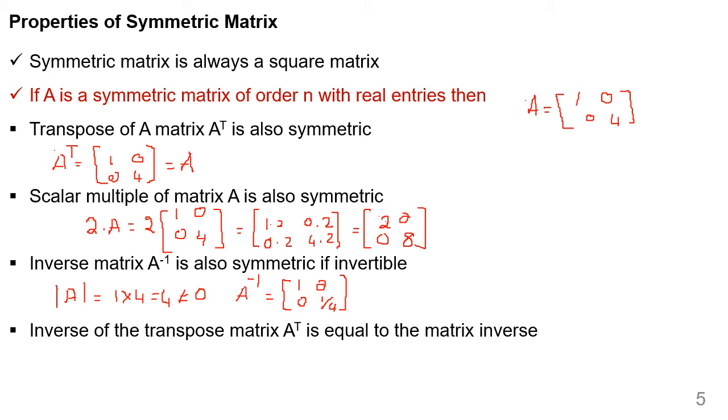Then the last one says that the inverse of the transpose matrix, A transpose inverse, is equal to the matrix inverse. So let us take the inverse of A transpose, and we know that A transpose is given by 1, 0, 0, 4, inverse, and that is equal to 1, 0, 0, 1 by 4. That is equal to A inverse.